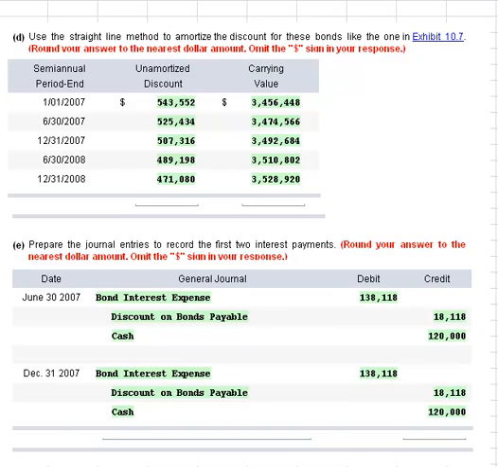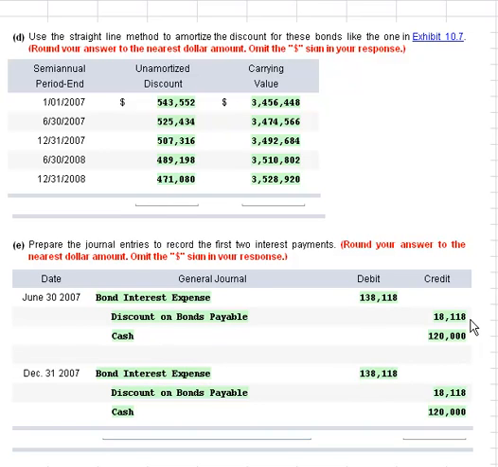Now I've slid back over so we can look at Part E, which says prepare the journal entries. The journal entries to record the first interest payments. From before, we determined that the bond interest expense was going to be $138,118, and that was the sum of the payment plus the $18,118 of discount. So $120,000 plus the $18,118 of the straight line amount of the discount.